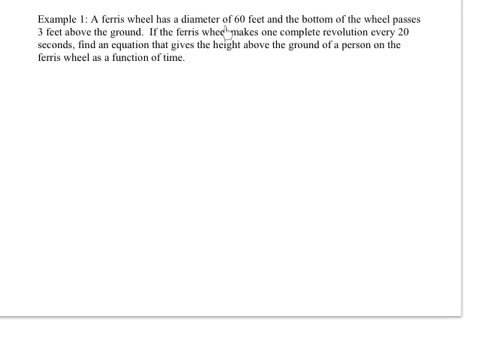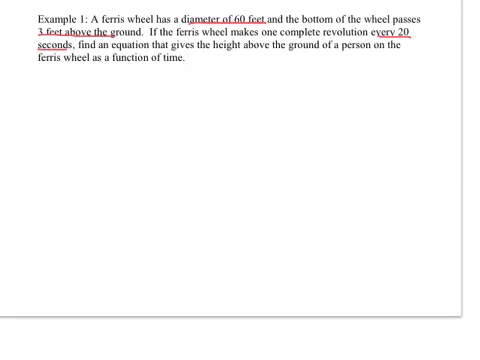So we have a Ferris wheel that has a diameter of 60 feet, so that's probably important, and the bottom of the wheel passes 3 feet above the ground. If the Ferris wheel makes one complete revolution every 20 seconds, find an equation that gives the height above the ground of a person on the Ferris wheel as a function of time.